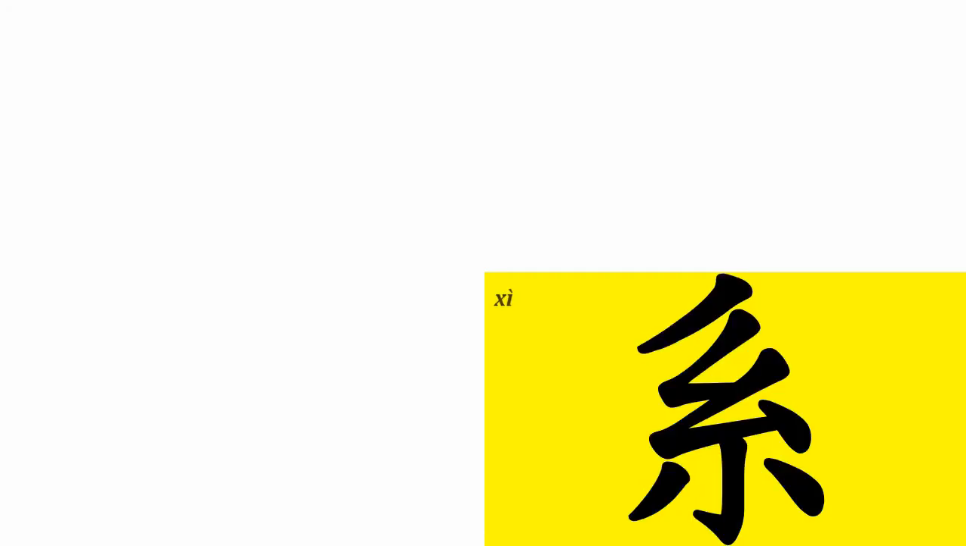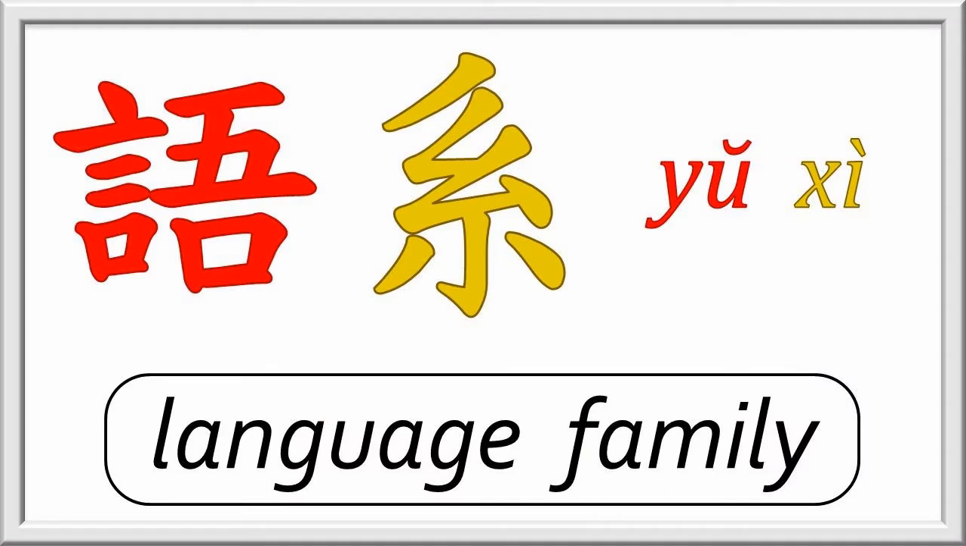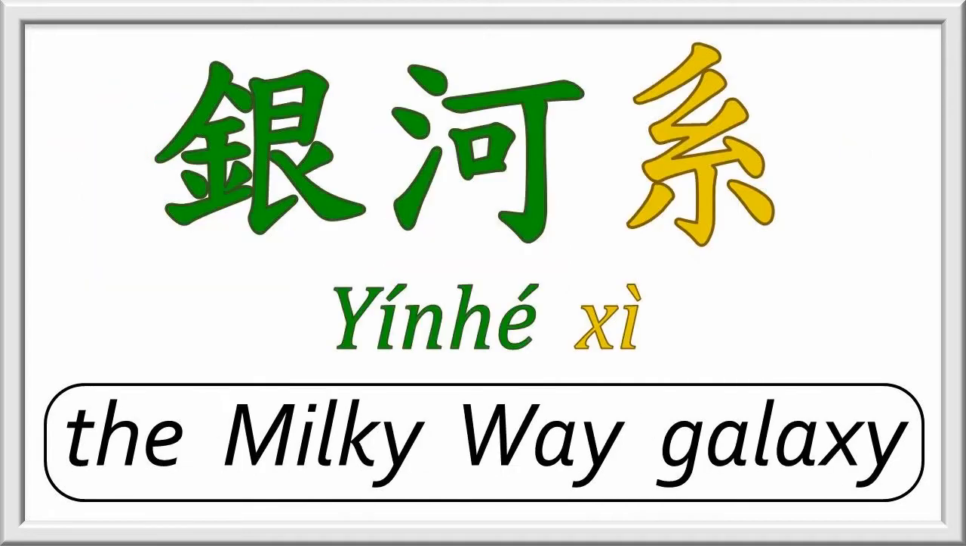The resulting combination is pronounced fourth tone, xi, xi. It means to bring together, a connection, lineage, or even a department in a college or university. In literary Chinese, it's also a linking verb, such as to be in English. It's the literary equivalent of colloquial Mandarin 是. 语系 is a language family, such as Indo-European, which would include English and French, for example. 银河系, the Milky Way galaxy.